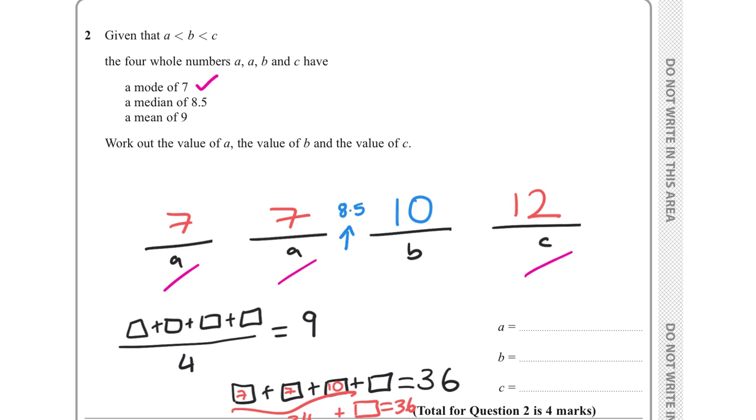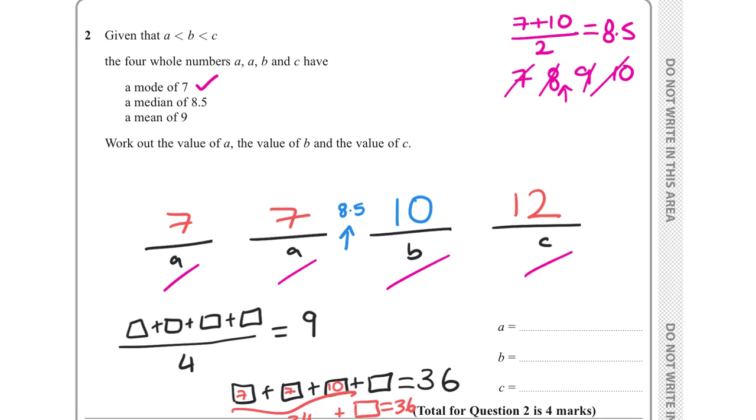7, 12, 7, 10. What's in between 7 and 10? How do I work out the median? I could add the 2 numbers together and divide them by 2. 7 plus 10 is 17 divided by 2 is 8.5. Brilliant. Or I could just draw my number line. 7, 8, 9, 10. What's in the middle of 7 and 10? Between 8 and 9, which we know is 8.5. So we know that's right.